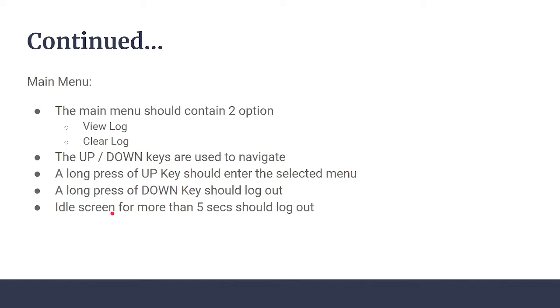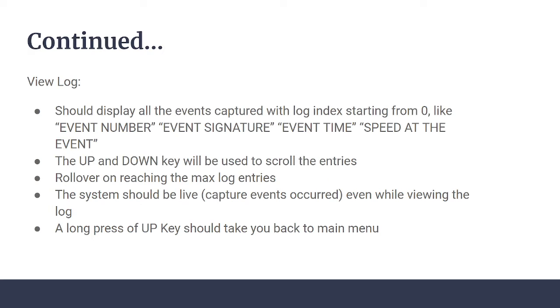So let's see next requirement, that is view log. View log should display all the events captured by the box with log index starting from 0, like event number, event signature, event time, speed at that event. The up and down key will be used to scroll the entry.